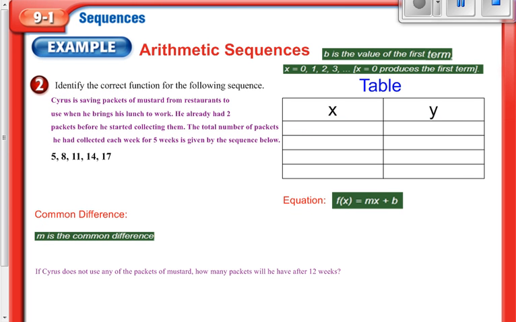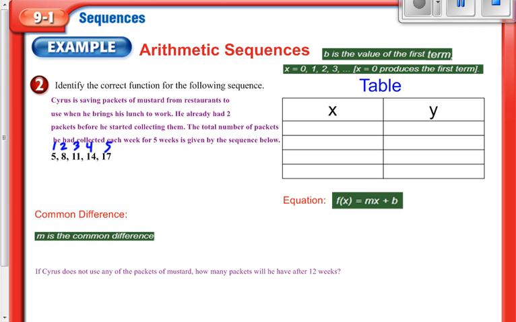So given that, example 2. Now, you can't just go ahead and step out and find your common difference in here because you want to note here it does have a little literature behind it. So it says Cyrus is saving packets of mustard from restaurants to use when he brings his lunch for work. He already had 2 packets before starting collecting them. The total number of packets he had collected each week for 5 weeks is given in the sequence below. So these are the weeks. This would be week 1, he has 5. Week 2, week 3, week 4, week 5.